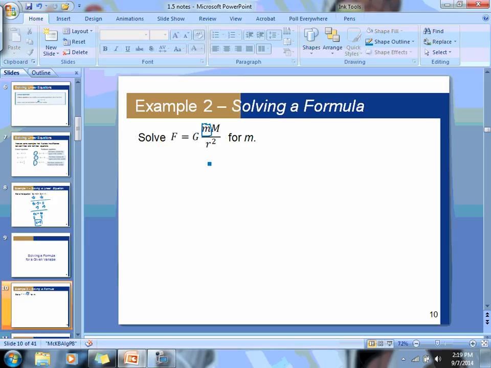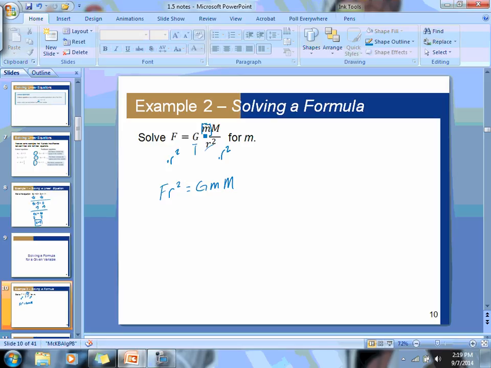So that would actually be where I would start. I would multiply both sides of this equation by the r squared. What that does is it cancels out this r squared from the denominator here. So you'll have f r squared equals g m and then the capital M. Now the g is just written out front, but remember we could think of the g as being over a 1. So g is in the numerator.